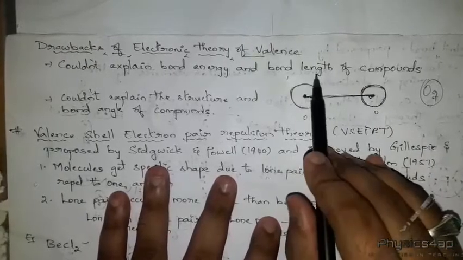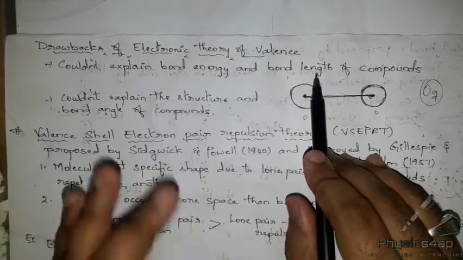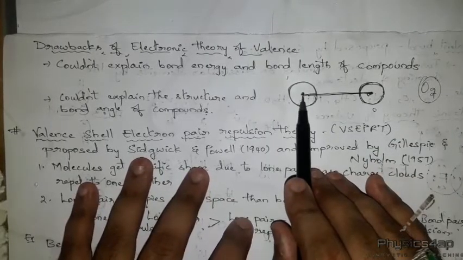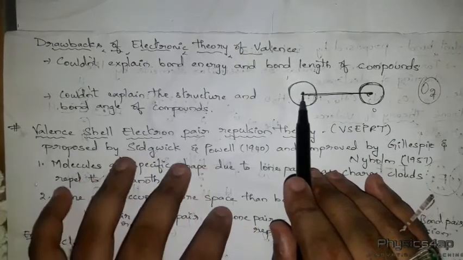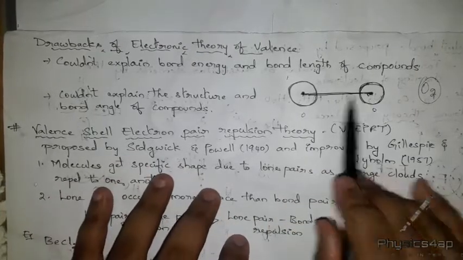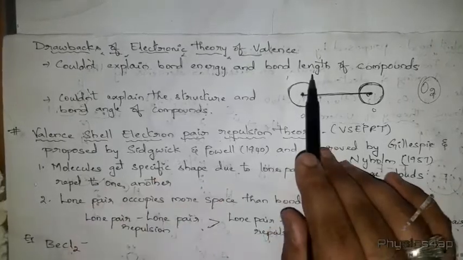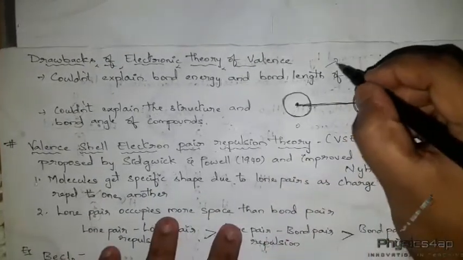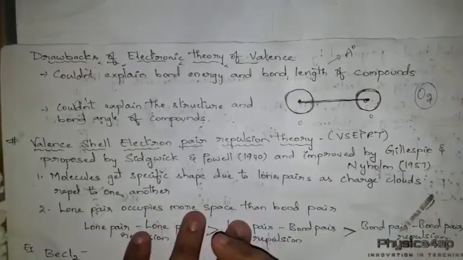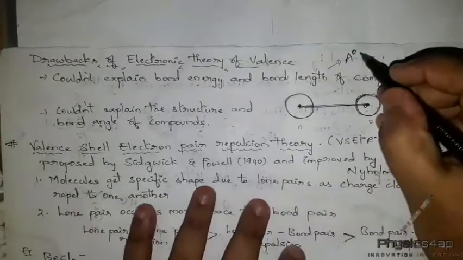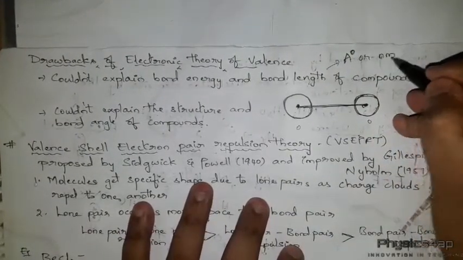Now the bond length is the distance between 2 atoms, starting from their nucleus. That is, from the nucleus of one atom to the nucleus of the other atom, the length is called the bond length, and the bond length is measured in angstroms, or what we call nanometers.